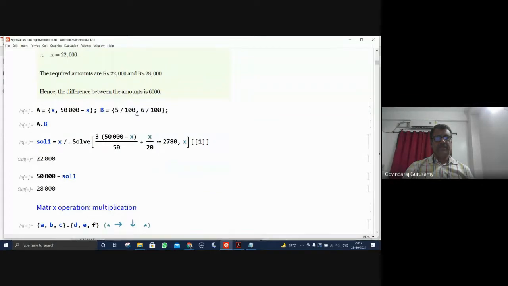A, this is B, A dot B is taken by a dot here. See, this is a row, but when A dot B is taken, B will be treated as a column. That's the multiplication method that is used in Mathematica. Okay, so now the solution has been found, and this solution subtracted from that, you can see 22,000 and 28,000. This is the number that we will be getting.